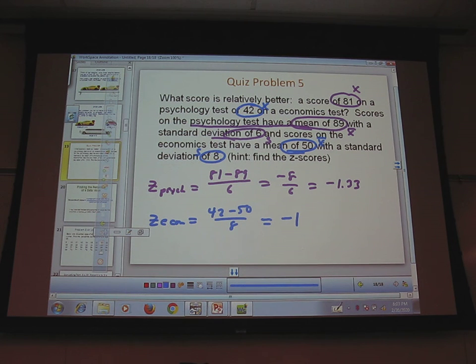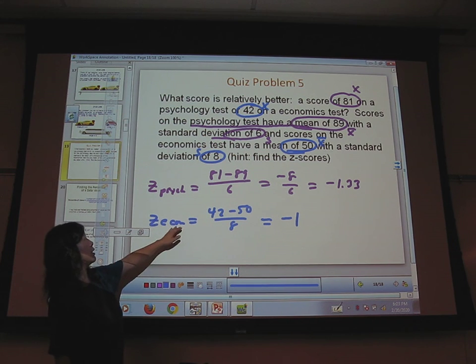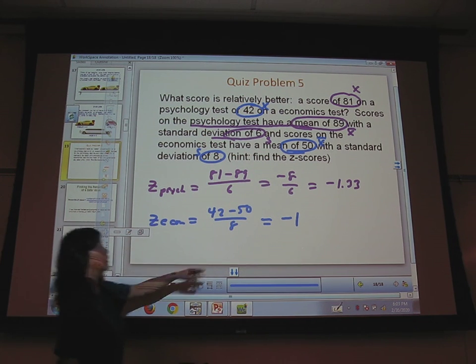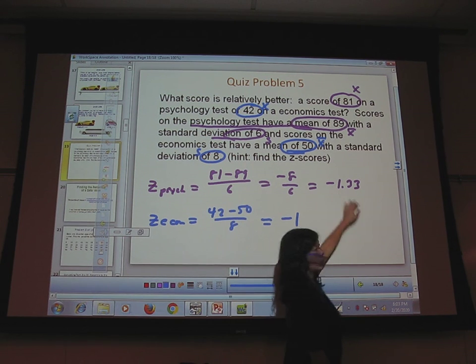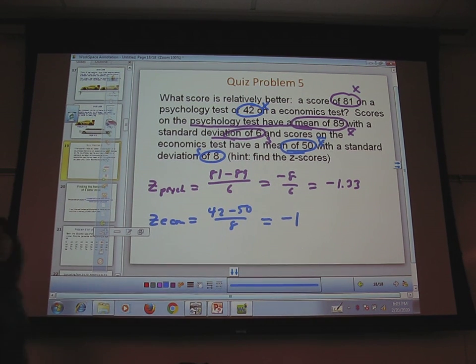Which one would I rather have? Which one's better? Econ, because you're only 1 standard deviation below the mean instead of 1.33, instead of more. Everybody okay with this part? Does that make sense to folks? You'd like to be above the mean, ideally, not below the mean. But either way, you'd like to be less below the mean than more below the mean. Negative 1 is better than being negative 1.33.